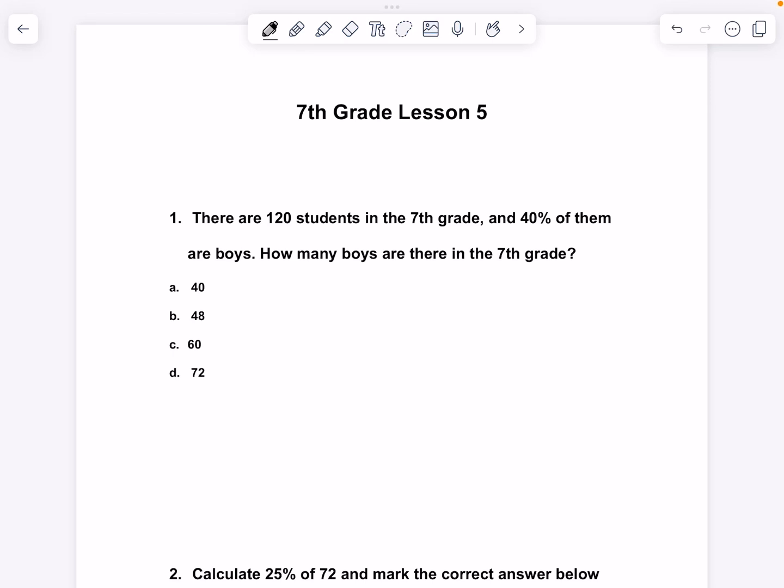We're reading 7th grade math lesson 5. The first question says there are 120 students in 7th grade and 40% of them are boys. So we can convert 40% to a decimal straight off the bat. So that would be 0.40. We would multiply 120 students times 0.40. That would give us 48. So we know there are 48 boys in the 7th grade.